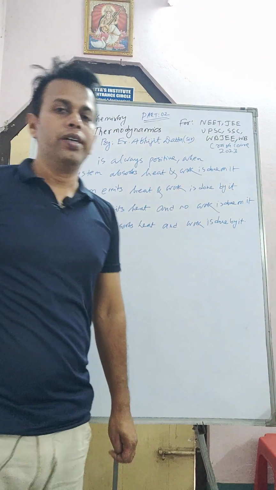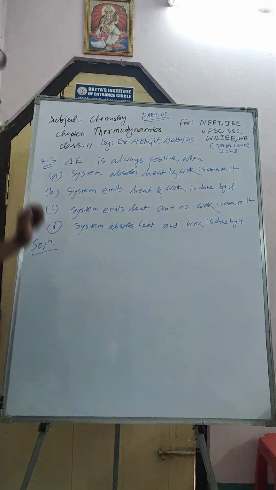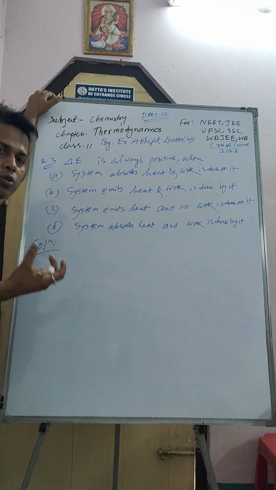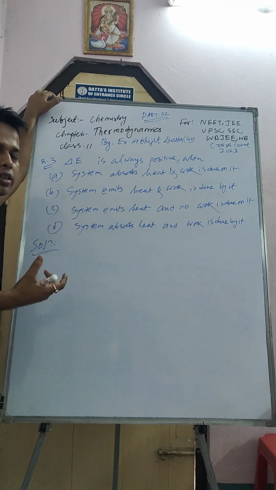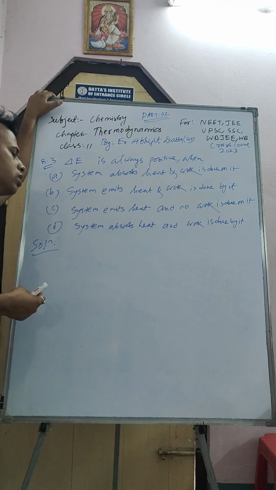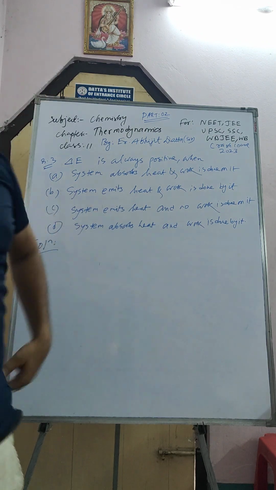So our next question is like that. Delta E, that is energy, is positive when. We have to find out total energy is positive when. Four options given. System absorbs heat and work is done on it, system emits heat and work is done by it, system emits heat and no work is done by it, and system absorbs heat and work is done by it. So which option is correct? We have to find out.